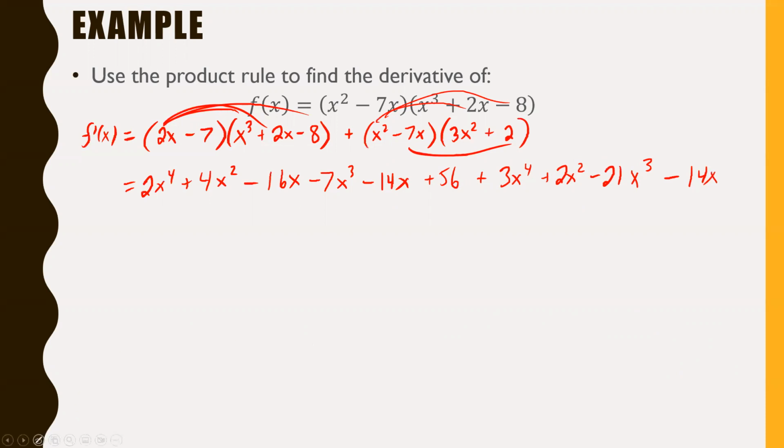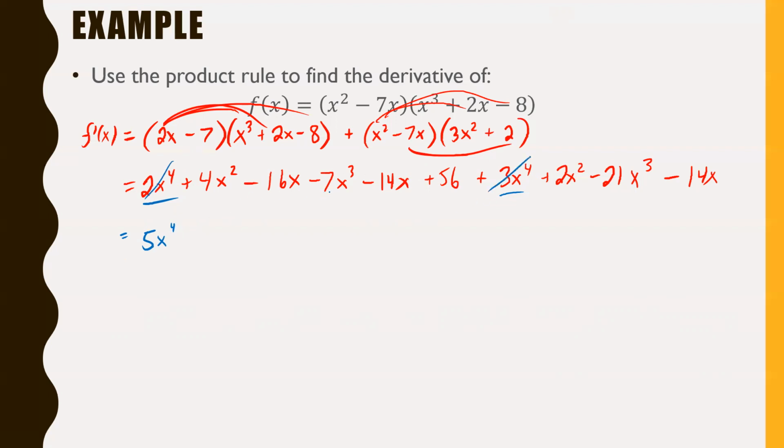I'm going to change my pen color here just so I can actually see this for a second. So if we're going to combine all our like terms, we have 2x to the fourth for another x to the fourth. Oh, and then 3x to the fourth. That's about it. So 2x to the fourth plus 3x to the fourth, well, that would be 5x to the fourth. So that one's all well and good and done. Just so I don't lose myself here, I'm going to cross them off as I go.